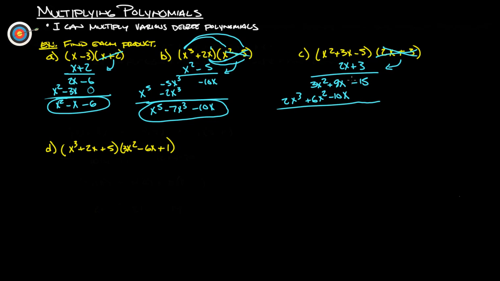And then again, we simply just add everything up together here. Negative 15. Well, at least the common terms here. 9x minus 10x is negative x, or negative 1x. 3x squared and 6x squared added together gives us 9x squared. And then we simply just bring down our 2x cubed, and that is our solution. That's what these two multiplied together give us.